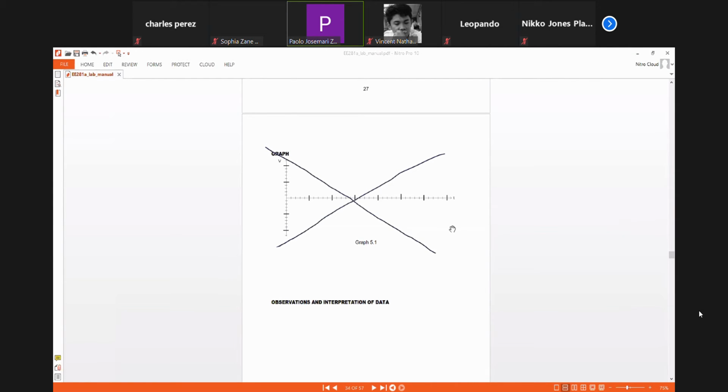So I believe this was not updated by the one creating the manual. So let me just again tell you in advance that the graph that you will be putting in your final report is the graph that is exported from LT Spice. So no need to draw it by hand. Okay, no need to draw it by hand.